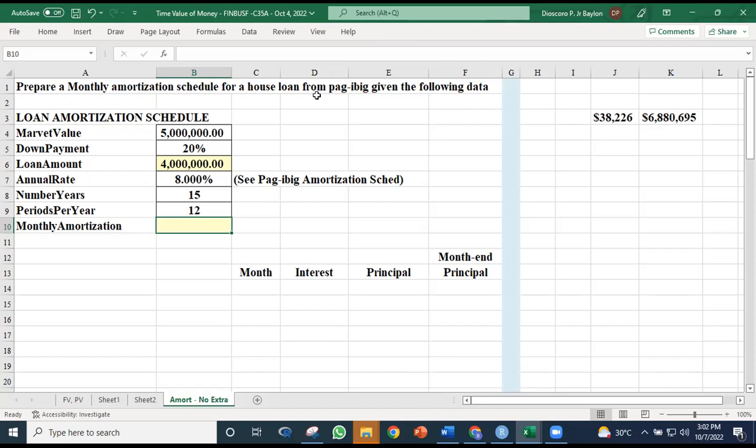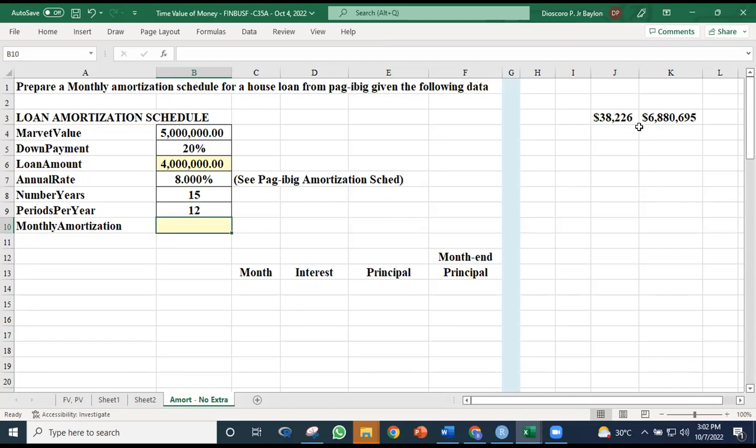Yes, correct. Thank you, Arman. Paki-share sa lahat. Yeah, thank you, Arman. You're correct. PMT yan, guys. Kasi ang hinahanap sa atin yung amortization, di ba? Yung monthly amortization.